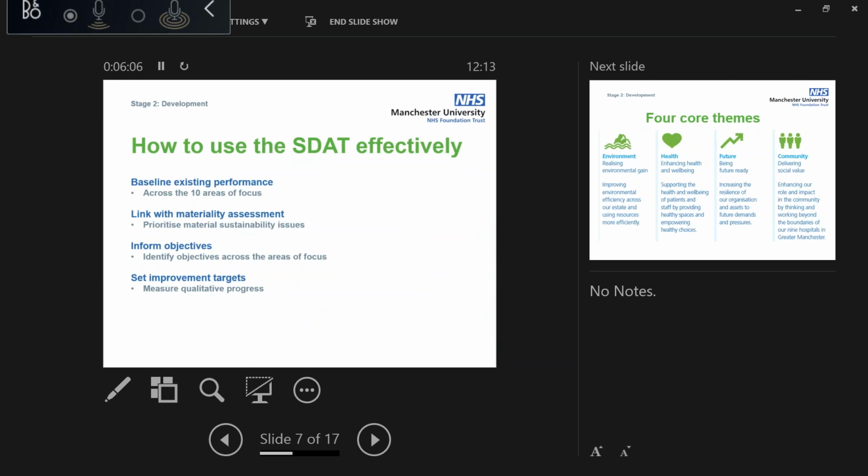So I'm sure most of you are familiar with the SDAT, the Sustainable Development Assessment tool, and if you're not already using it, then you can use it to baseline current performance. You can then use the baseline alongside the materiality assessment to select priority objectives for each area of work.